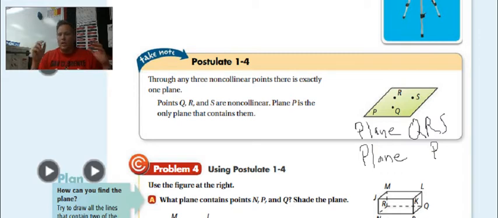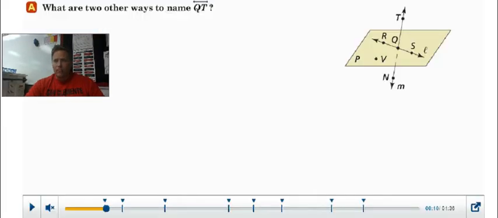Okay, so a lot of vocab. Let's just go through just a couple quick problems, and then we're done. Alright, so here we go. Our first problem, make sure you write the question down and draw the picture that we have right here. So really, we're just kind of naming stuff. So what are two other ways to name QT?